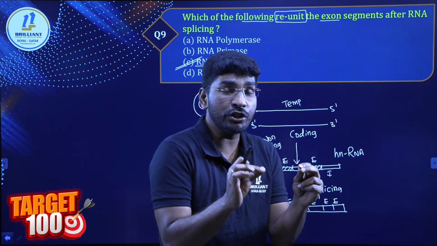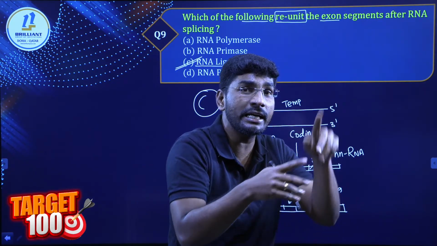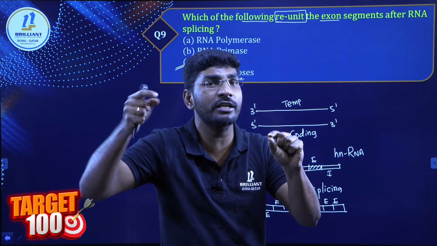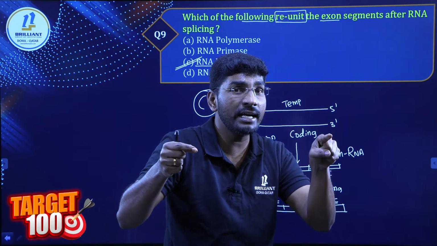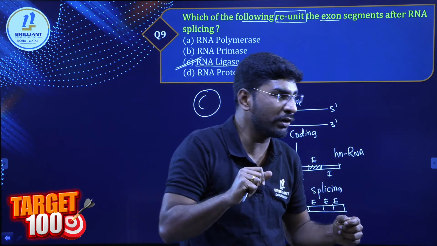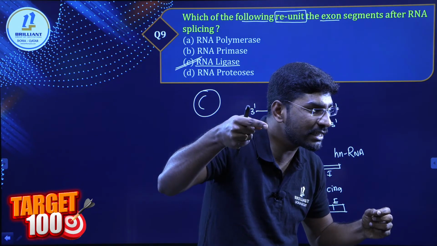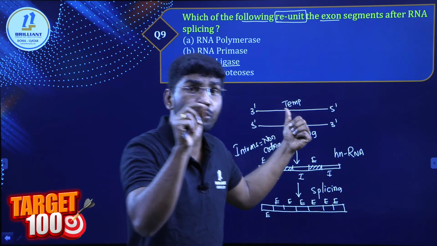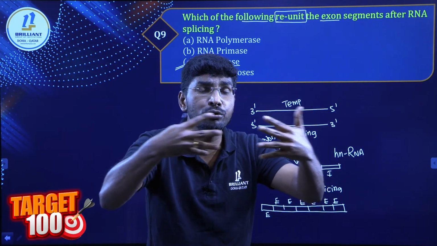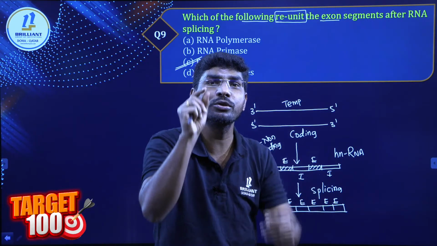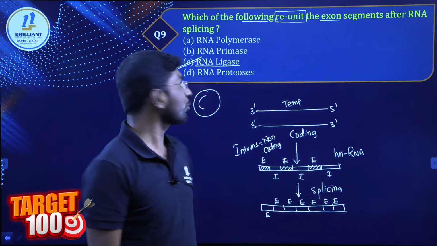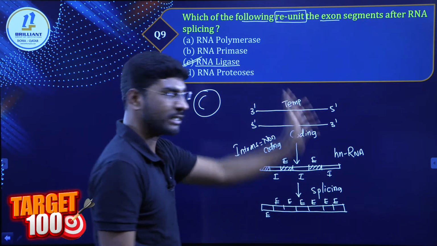If in the exam a question comes where two DNA particles are joining, it is DNA ligase. If you recall the biotechnology chapter on the tools of biotechnology, when vector DNA and target DNA are to be joined, we add DNA ligase enzyme. But here the two exons are single-stranded RNA. If you want to join these two RNA molecules, you should use RNA ligase. So the answer for question number 9 is RNA ligase. Next question.